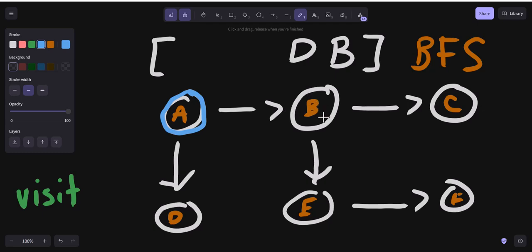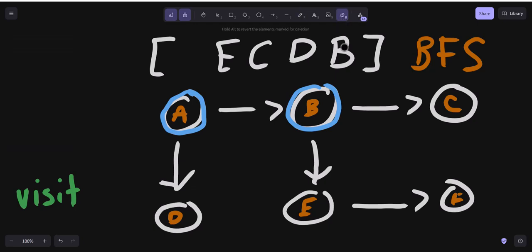All right, we're at B now. Who are B's neighbors? B's neighbors are C and E. So we're going to enqueue C and E. I'm going to put C in. I'm going to put E in. Great. We visited B, so we're going to dequeue it. It's like they're done. They got their groceries. They paid their bill. They're gone.